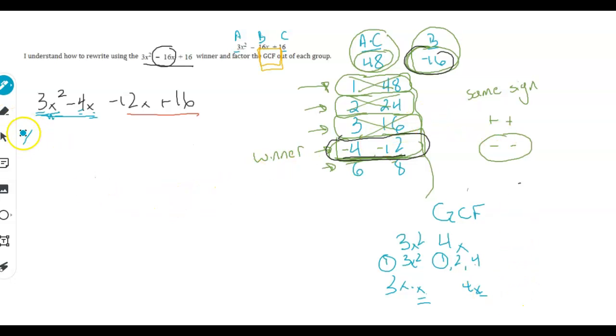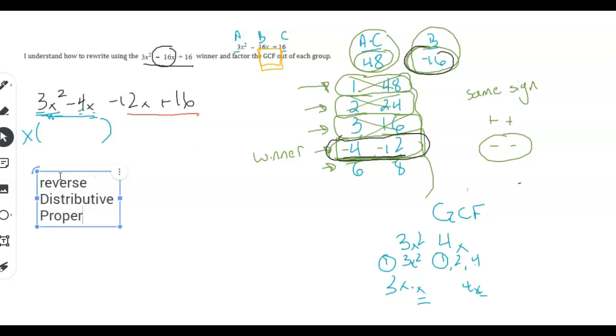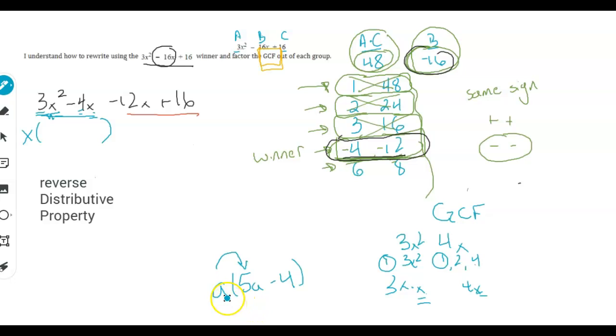So I'm going to put an x down in front, open up parentheses, and I'm basically going to do what I call reverse distributive property. You guys are excellent at distributive property. If you had a problem that had an a on the outside and a 5a minus 4 on the inside, you'd have no problem figuring out that a times 5a is 5a squared and a times negative 4 is negative 4a. Right? You all can do that. So we're going to do that, but we're going to do it backwards.